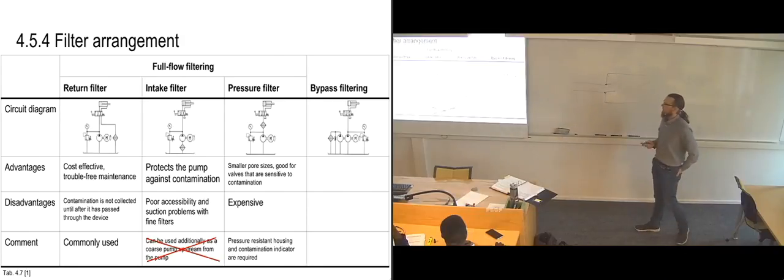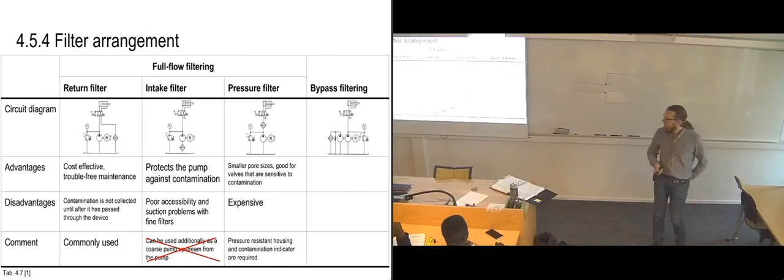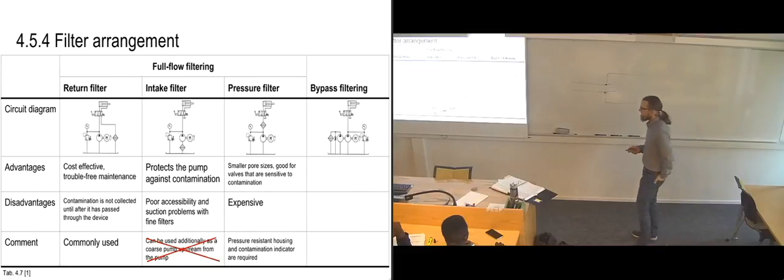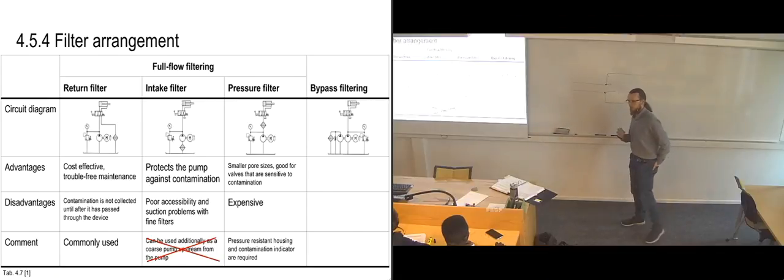Then we have the bypass filtering. So here we see the system as we've seen it earlier. We have a pump sending fluid into our components, going back into the tank, and then we have a separate pump that's just running the fluid in a circle through a filter. Which means that only parts of the fluid are going to be filtered at a time.